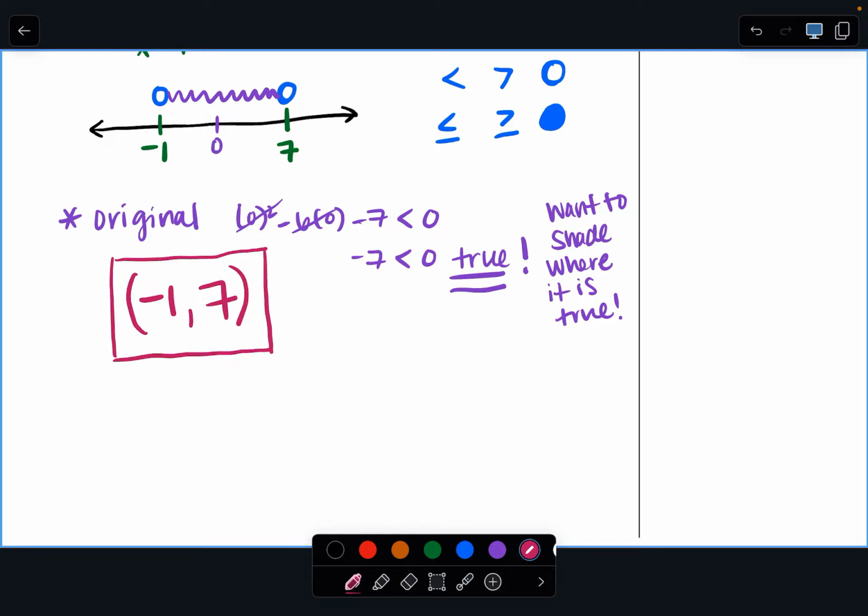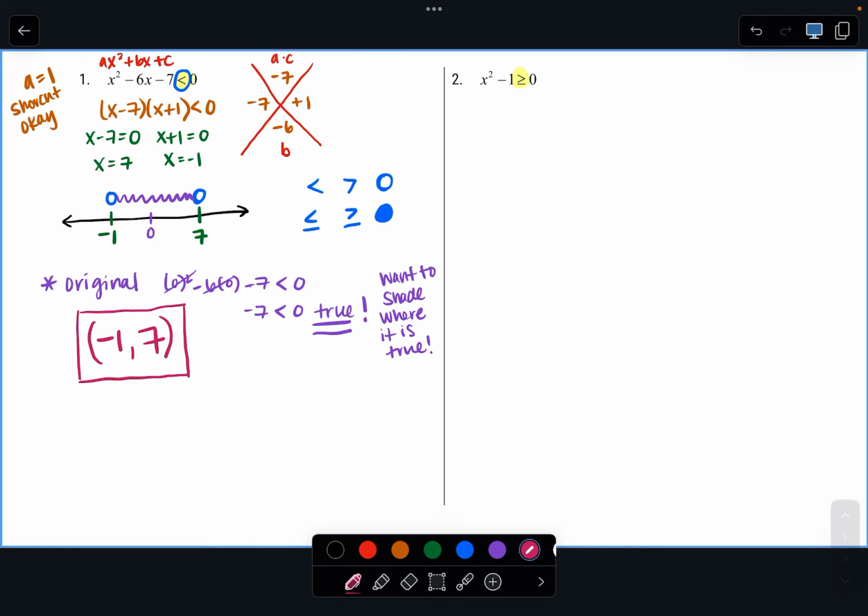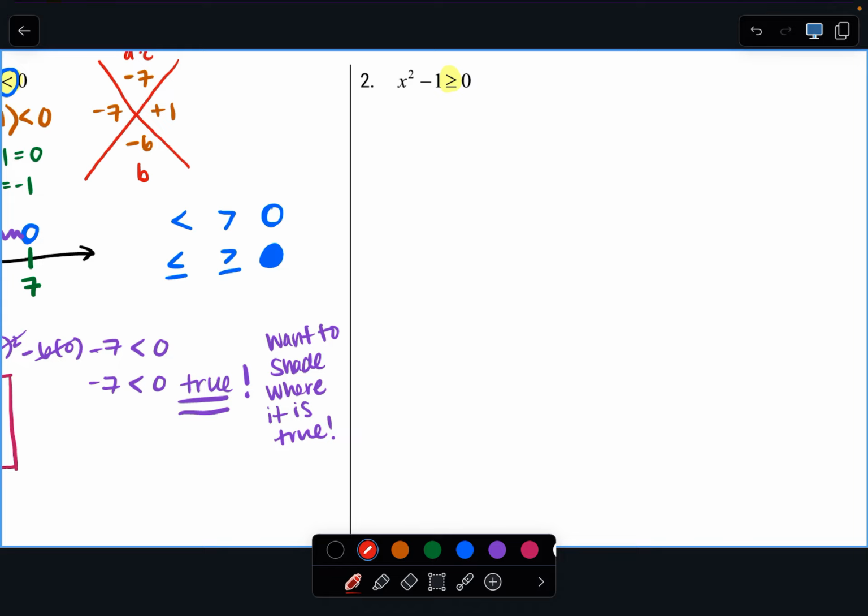Okay, let's see a couple more. I'm going to show you all of the possibilities for what you could get as an answer in any of these problems today, in these 4 that we have. So I'm going to go to number 2. I already have all of my terms on one side, so I'm going to go straight into factoring.